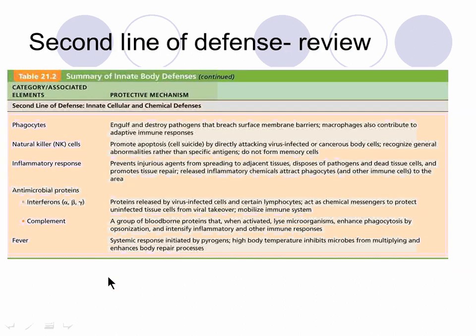This is the second line of defense, and again you can see these are cells or chemicals. You can see phagocytes, natural killer cells, the inflammatory response, and then these are the proteins. So this is a quick look over everything, so be sure to look at this slide when you're reviewing for your quiz and test.